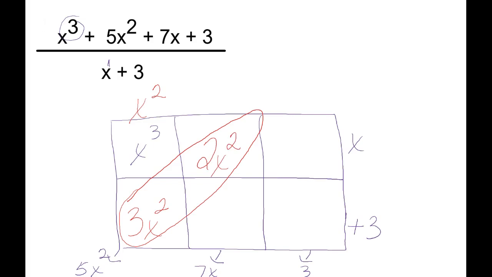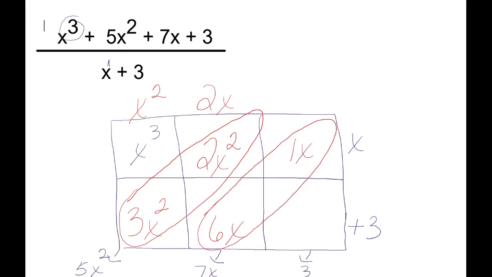The only way for that to be inside as a 2x squared is I had to multiply x times 2x for that to be true. Now I have 2x times 3, which is 6x. And the only way for them to pop out and be a 7x is if this happens to be a 1x, or just a regular x.